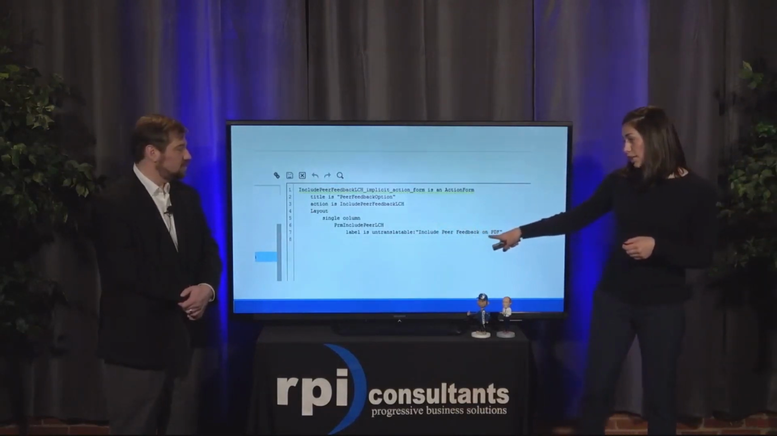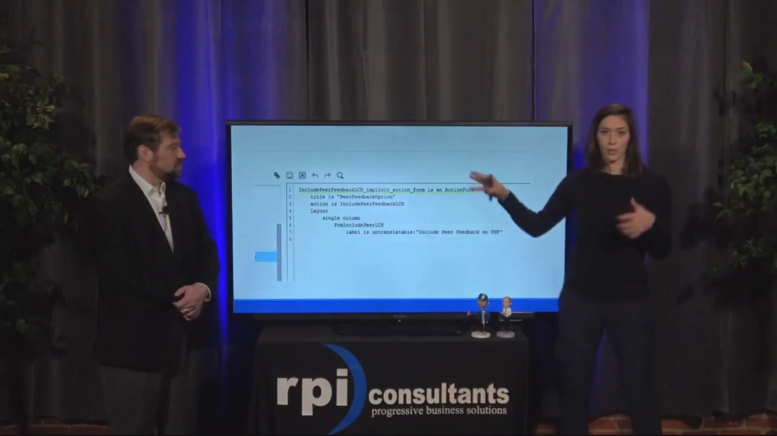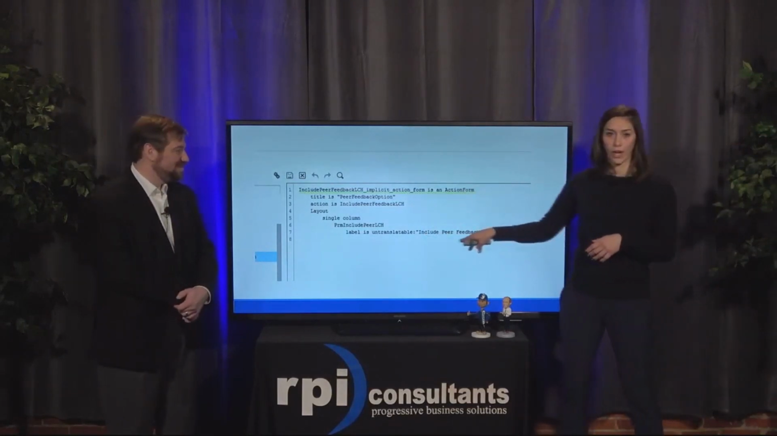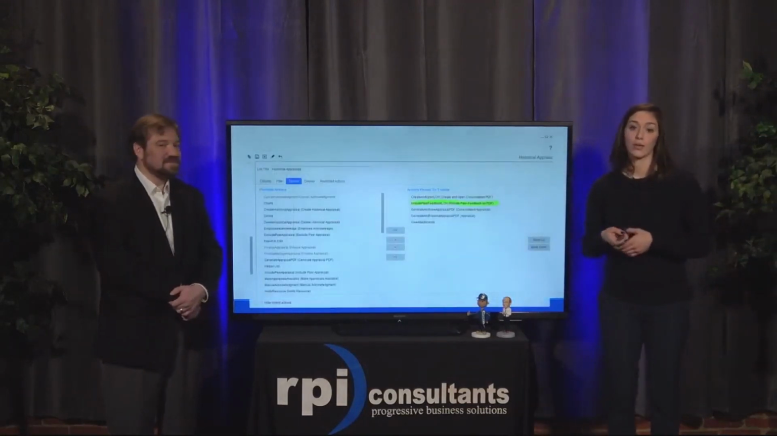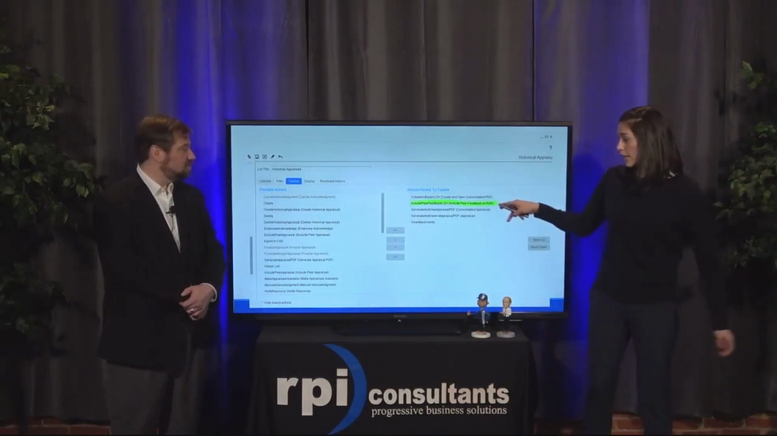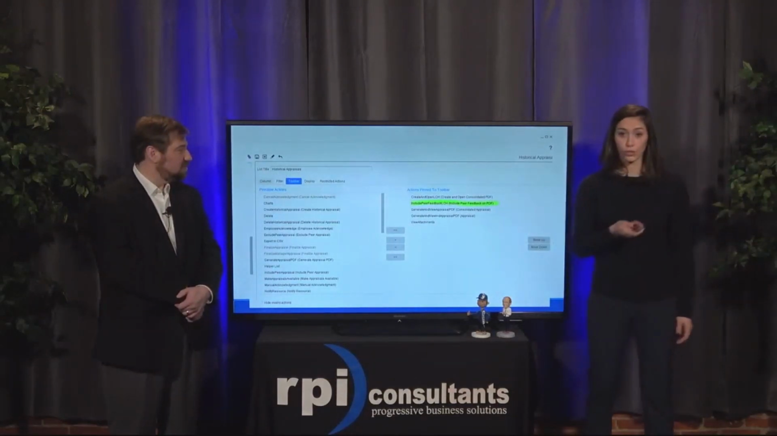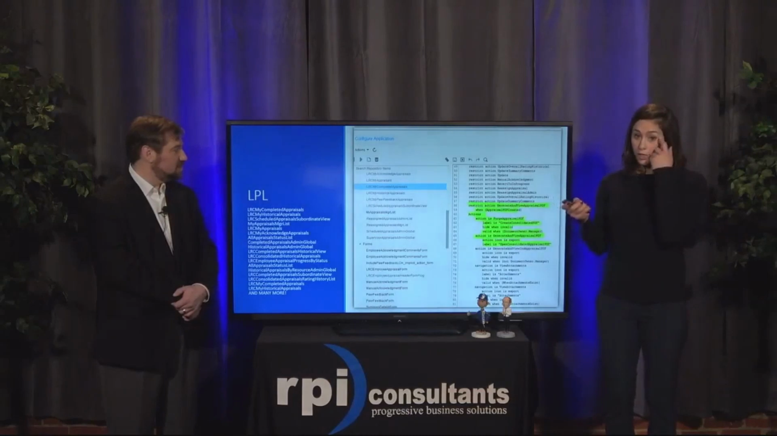So I just changed the label on that. Instead of kind of being like gobbledygook, I changed it to be a little bit more clear what we're actually doing, include peer feedback on PDF. Then I went ahead and pinned my instance action to the toolbar, just like any other action.